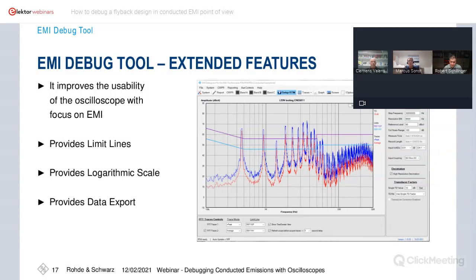So for example, it improves the usability. It's easier to define all the settings on the oscilloscope for the FFT with focus on EMI, of course. It provides limit lines. You have maybe noticed on the previous slide there were no limit lines, and here we have now limit lines according to whatever standard you would like to have. They are freely definable, and we have now also the logarithmic scale on the x-axis, on the frequency axis, and that's why it's much more convenient, because you can see here the 300 kilohertz switching frequency, and it wasn't so easy on the oscilloscope itself. And of course, it provides data export for further analysis.